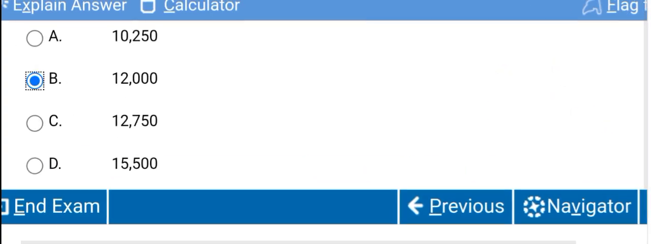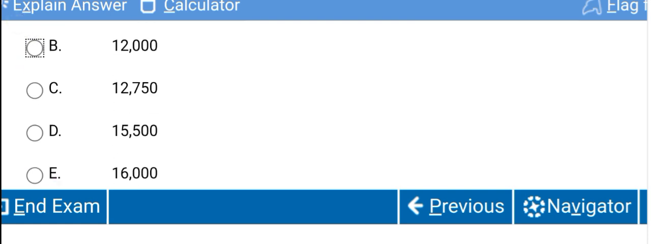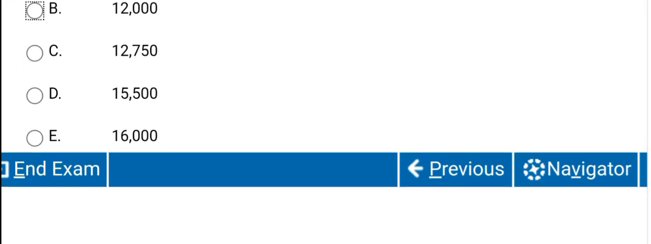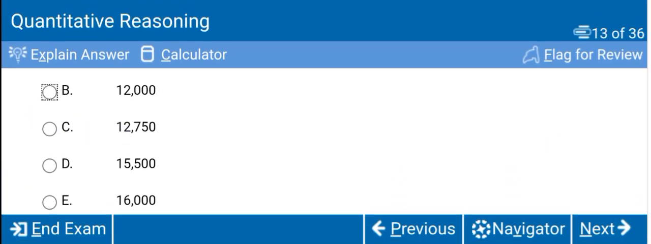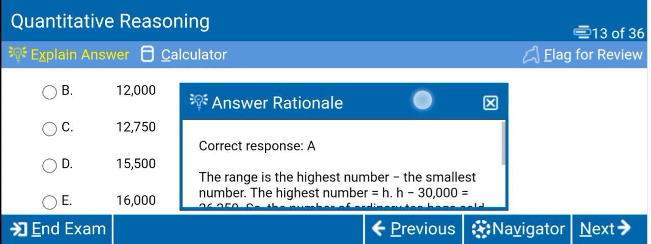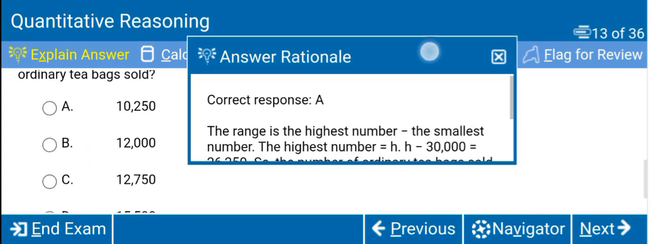Option A, 10,250. Option B, 12,000. Option C, 12,750. Option D, 15,500. Option E, 16,000. So the correct response we have is option A.